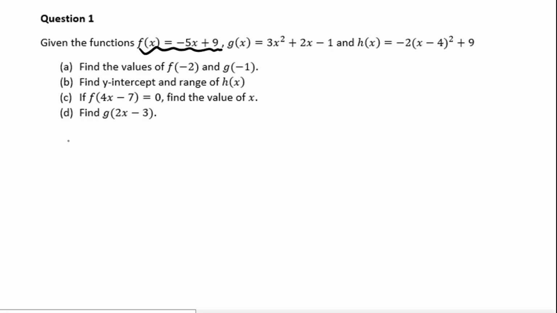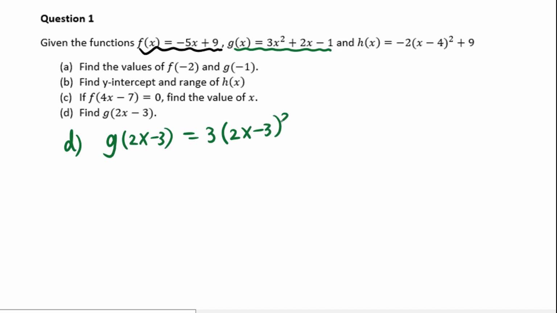Now let's go to D. Find g of 2x minus 3. G of 2x minus 3, which means for every single x in the g function, you need to change into 2x minus 3. So we have (2x minus 3) squared plus 2 times (2x minus 3) minus 1. According to PEMDAS, you have to do this first.